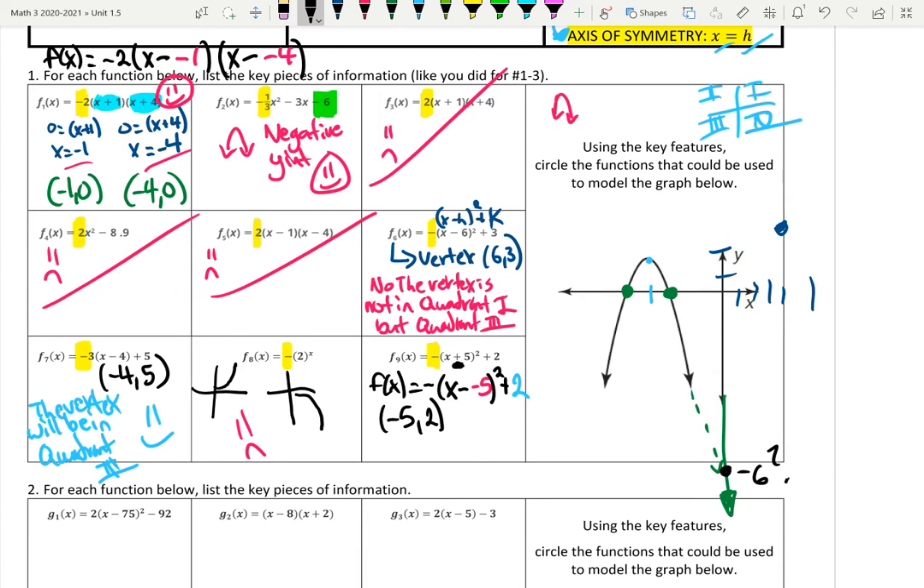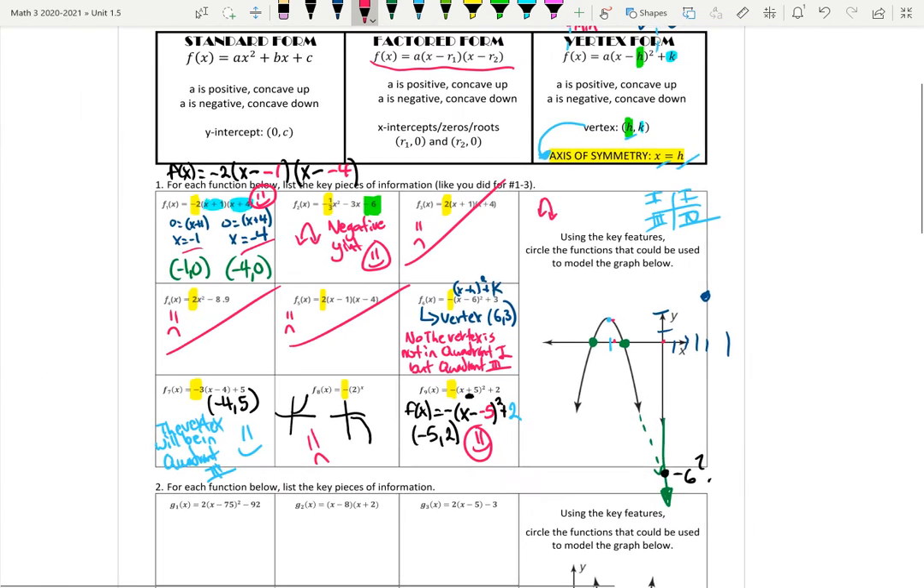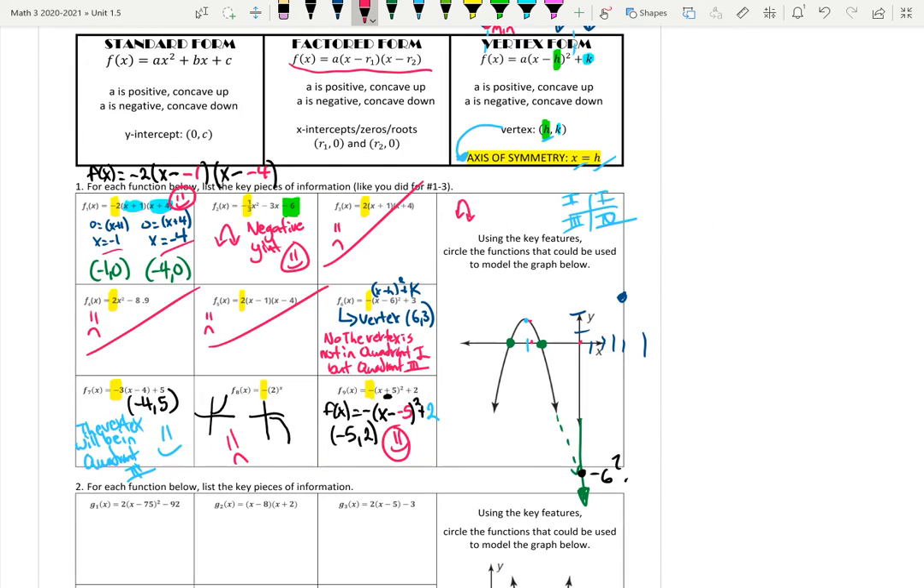Is this going to be in quadrant 1? If I start from the center and I go left and then I go up, yes, for the same reasons as quadrant 7. Okay, notice how this practice is going, and it requires you to be proficient with standard, factored, and vertex form.